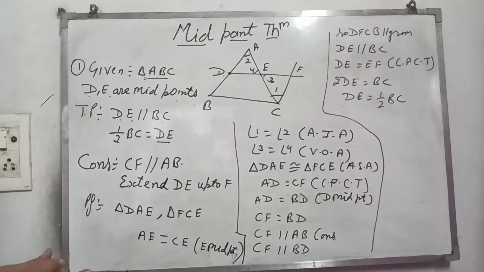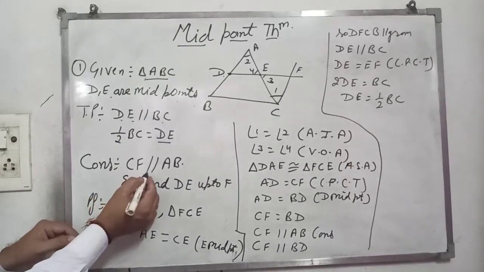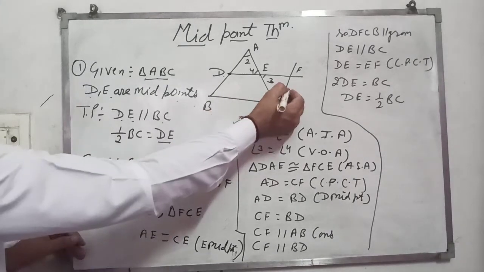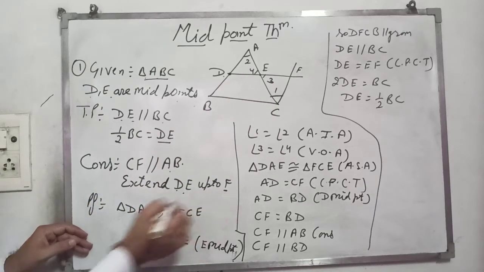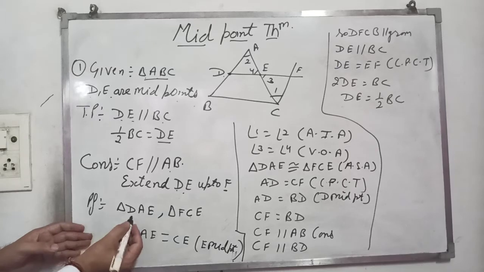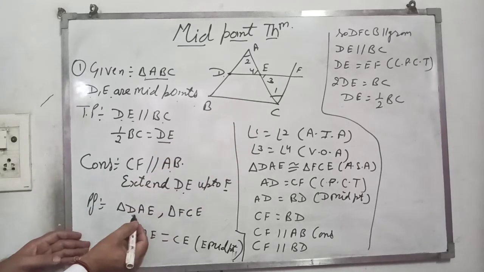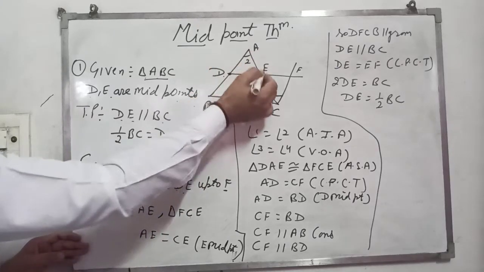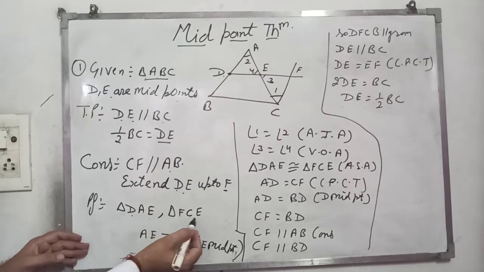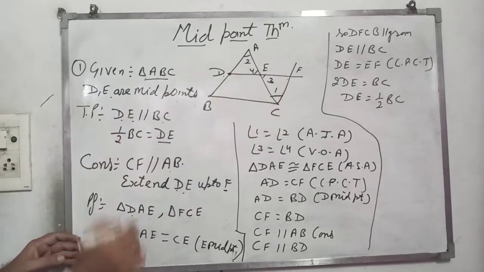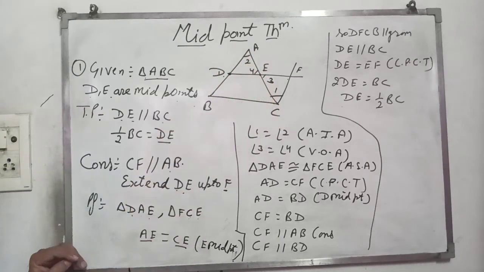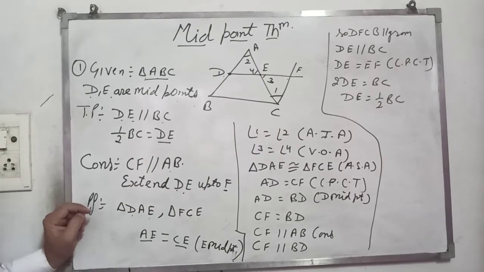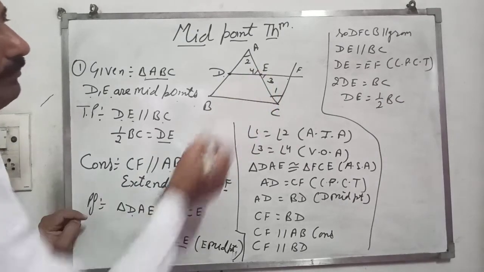So we constructed CF parallel to AB, and extended DE up to F. Now we use the triangles. First we take the triangle DAE, then FCE. Now there is AE equal to CE, because E is the midpoint.